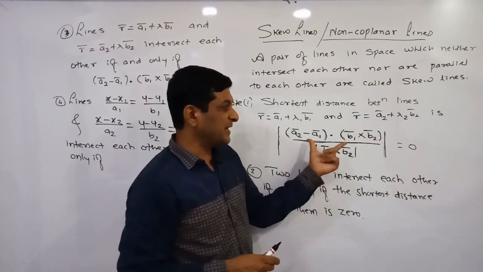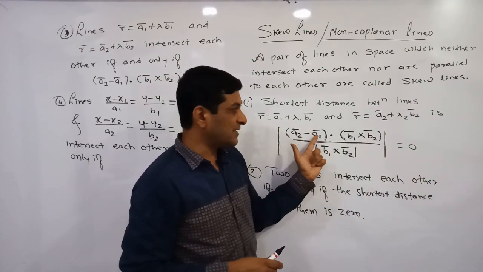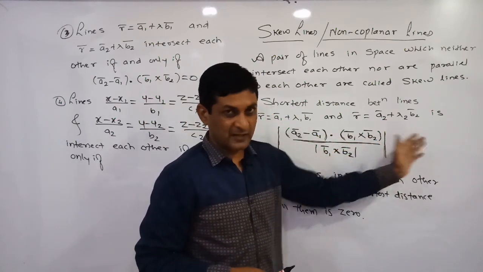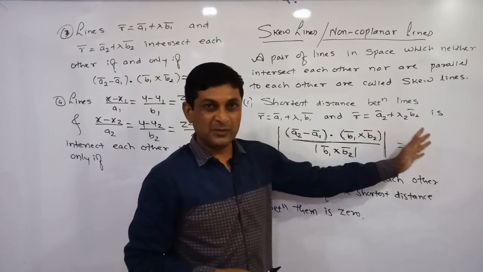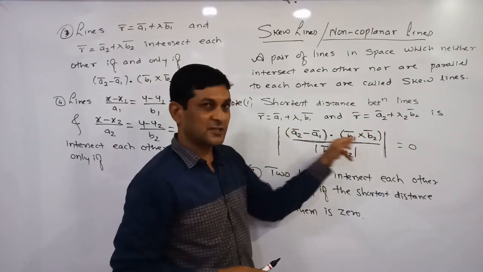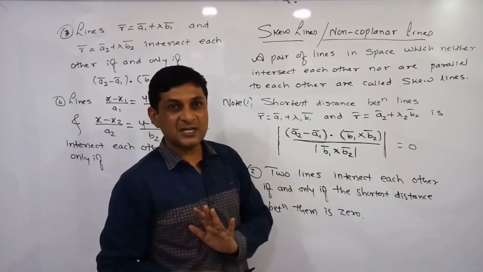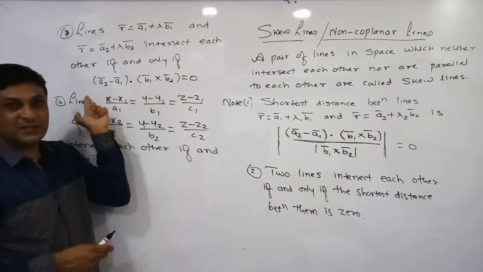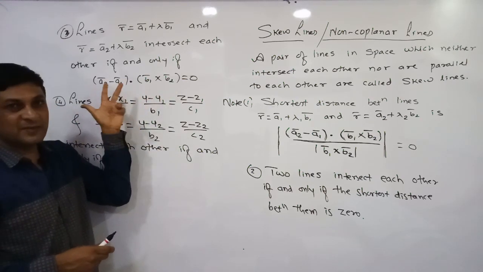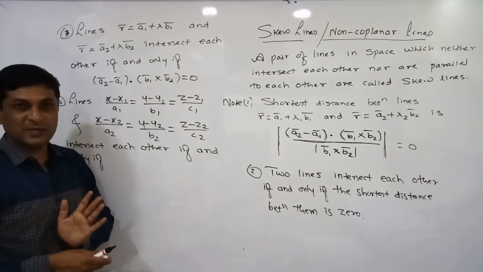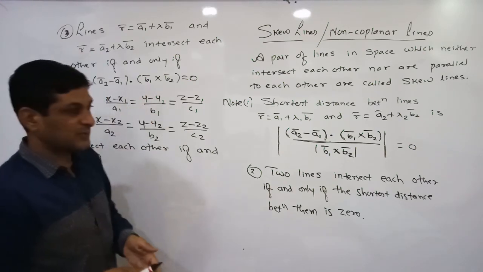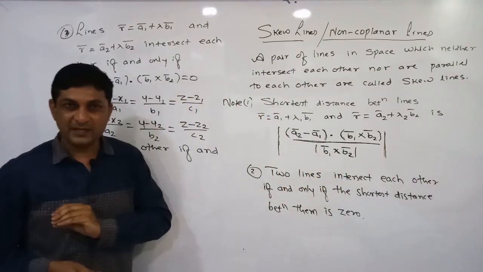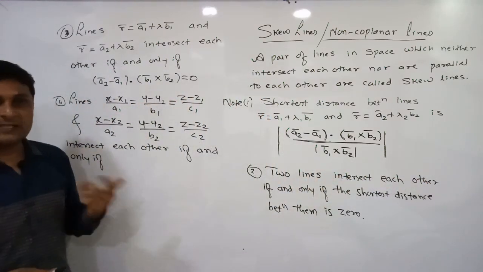And what is the remaining term on the left hand side? A2 bar minus A1 bar dot B1 bar cross B2 bar is equal to 0. This term gets multiplied on this side, so this side becomes 0. The remaining term on this side is nothing but the numerator. So if two lines are intersecting, this condition is satisfied: A2 bar minus A1 bar dot B1 bar cross B2 bar is equal to 0, means shortest distance is equal to 0 if two lines are intersecting. Using that, we have got this result. So this condition is applicable if two lines are intersecting.